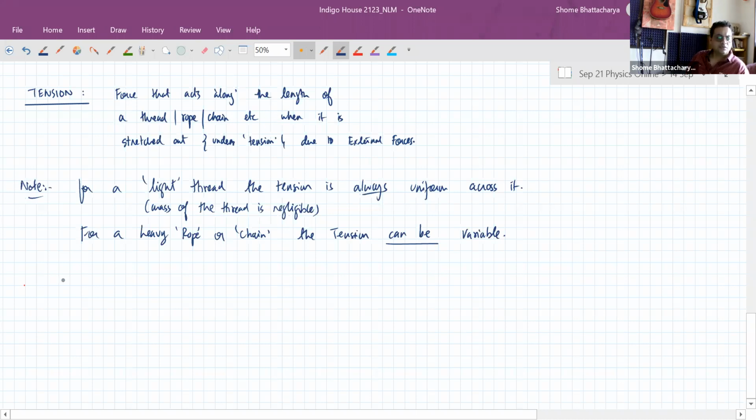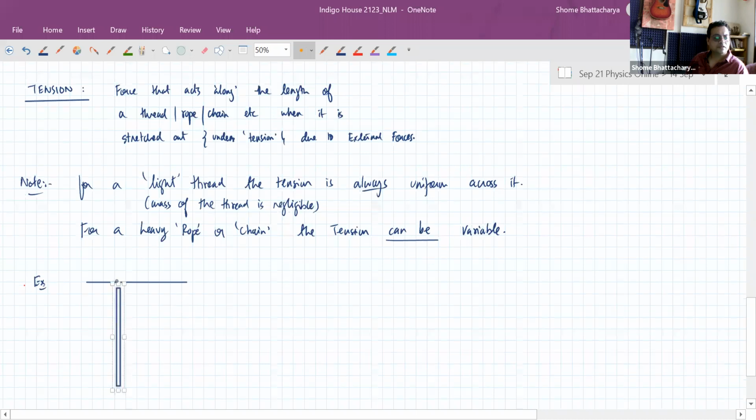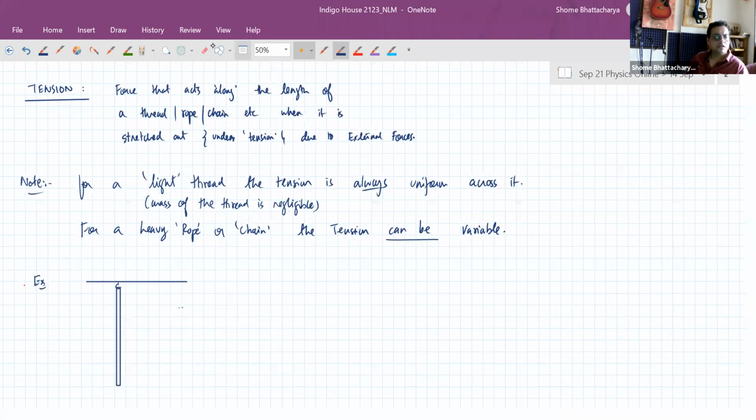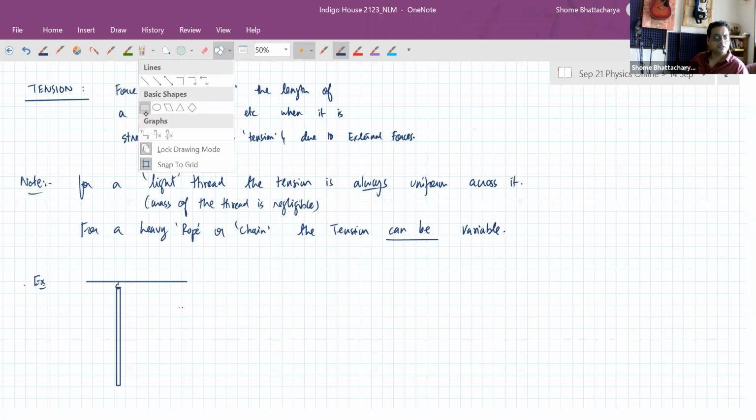So let's understand this with an example. So we'll compare two different situations. One situation is where we have a heavy kind of rope that is used to suspend a heavy block vertically.